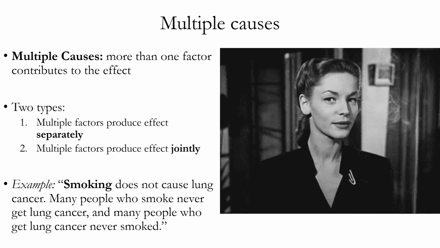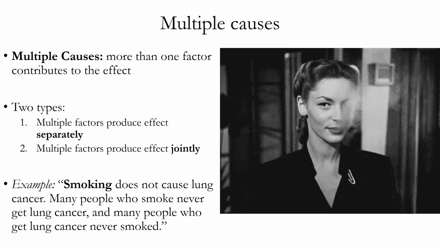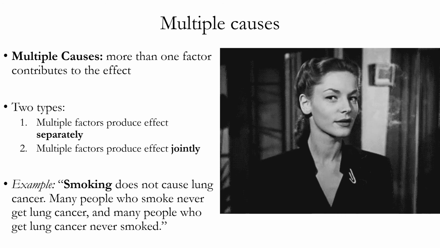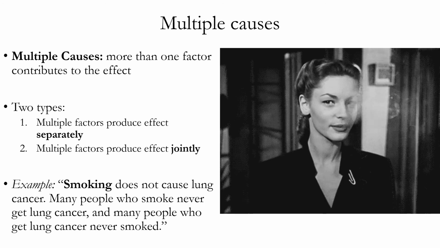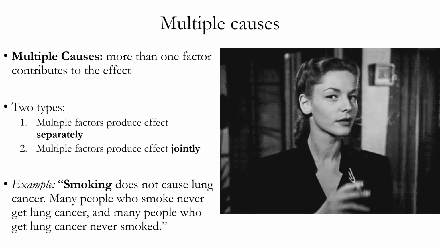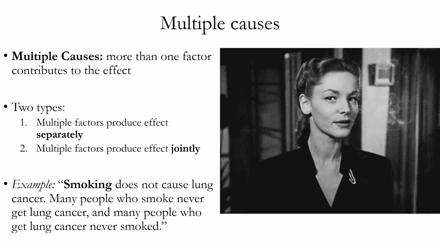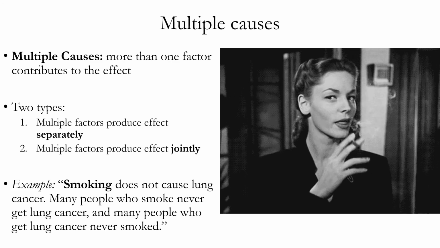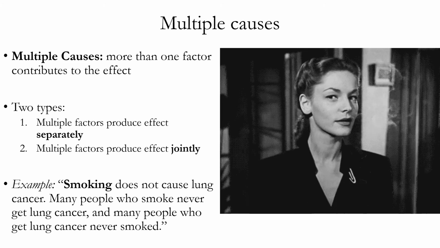Let's look at the example of smoking in more detail. Let's look at this sample argument. Smoking does not cause lung cancer. Many people who smoke never get lung cancer, and many people who get lung cancer never smoked. So the claim made in the second sentence of this argument is true. Not everyone who has lung cancer is a smoker. Not every smoker gets lung cancer.